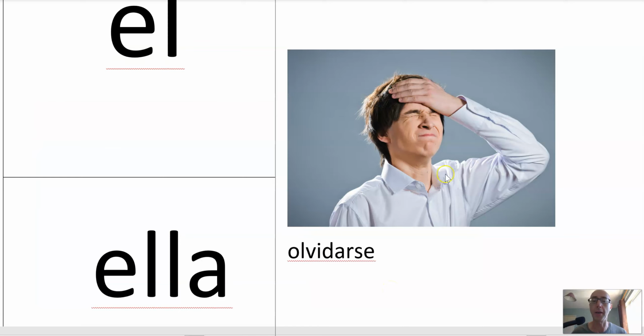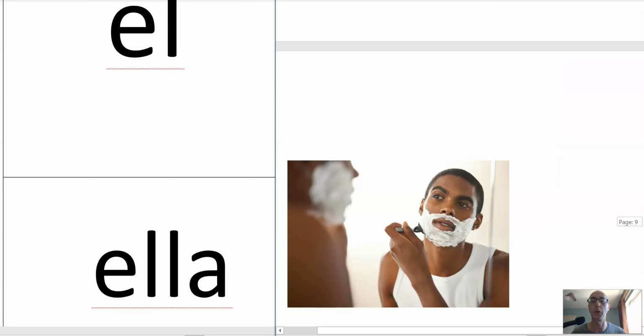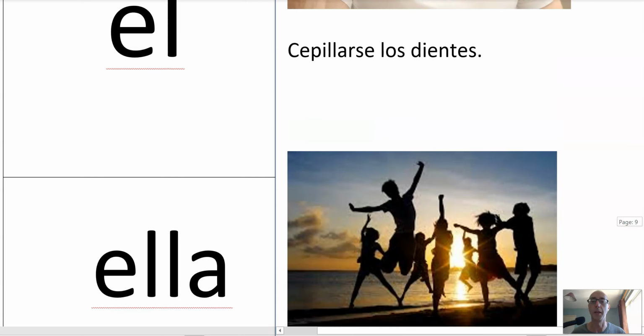Okay, so here we have olvidarse, and we're going to use the third person. We have él or ella. So, ¿cómo se dice? She forgets or he forgets. Well, we take the se off, conjugate the verb as normal, and then use the se at the beginning. Se olvida. That's all we do.